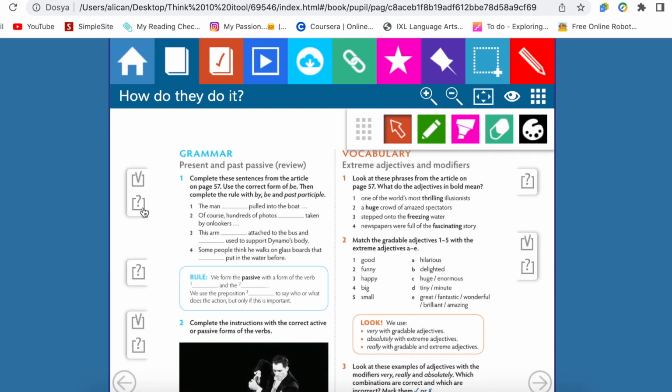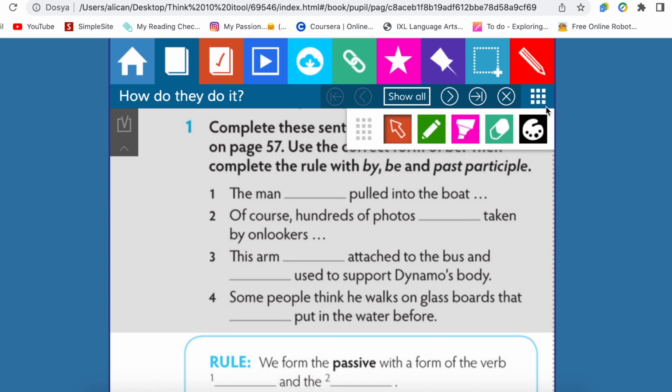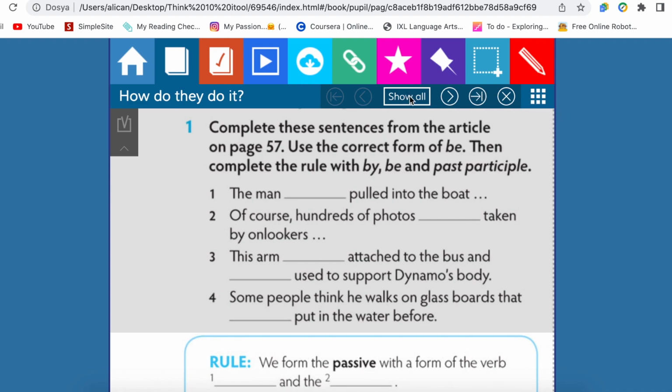was pulled into the boat. Of course, hundreds of photos were taken by onlookers. This arm is attached to the bus. Some people think he walks on glass boards that are put in the water before.